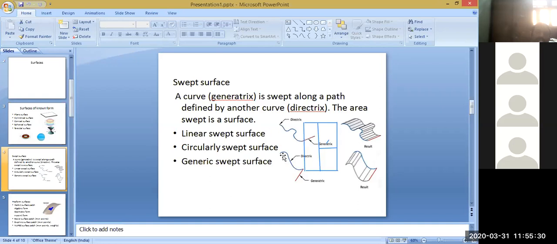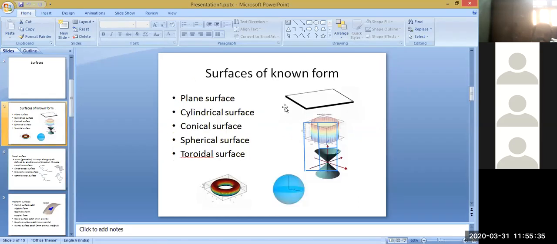Even the standard forms of surfaces we can interpret with the help of the swept surface concept. I have already explained: this is a plane surface, and you can consider this as a generatrix curve and this as the directrix curve, and the generatrix curve develops along the path of this directrix curve. Like this, we can understand. We can apply this swept surface concept in the free form surfaces like our cubic surface, Bezier, everything.